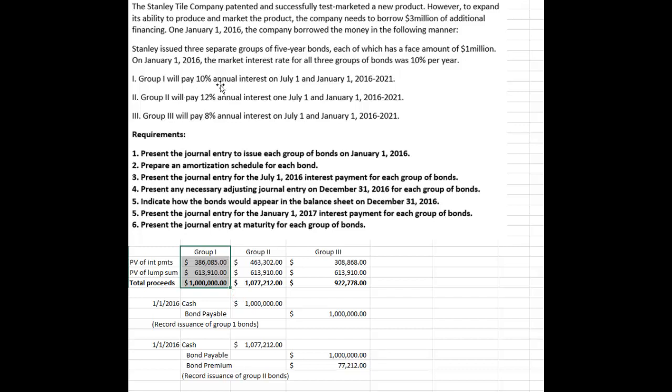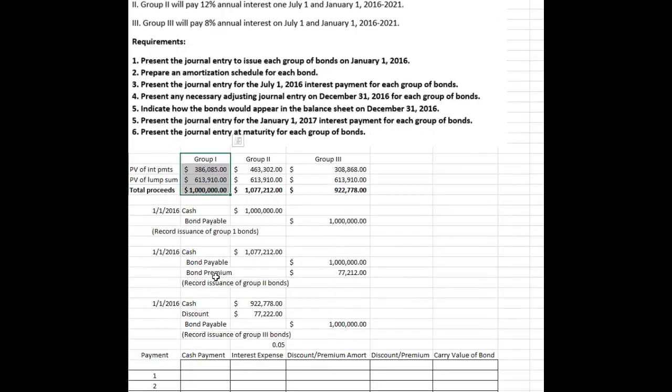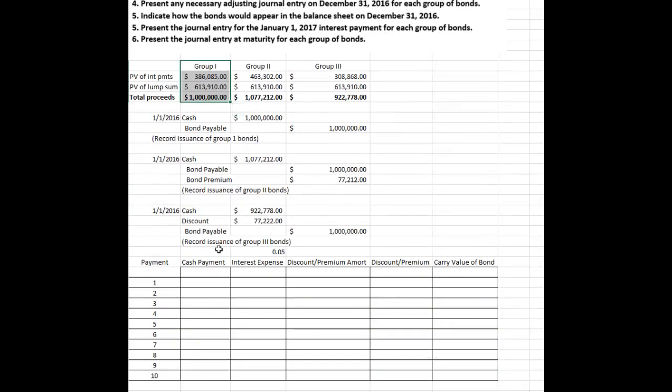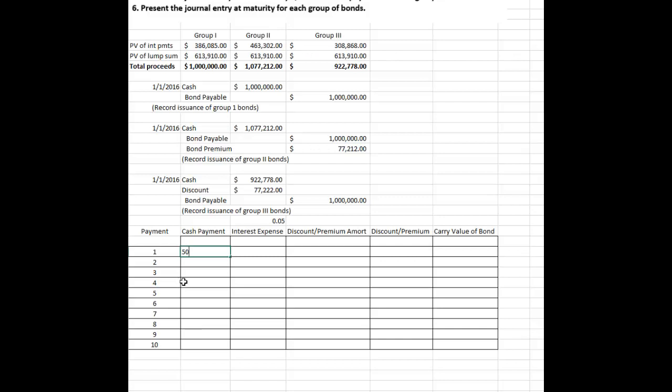So the first grouping of bonds says that we will pay, us being the debtor, 10% annual interest. Since we're paying every 6 months, it'll be 5% interest. And so we're going to pay 5% every 6 months, 5% of the face value of $1,000,000. So we will pay $50,000 every 6 months. We will do that a total of 10 times because it's a 5-year bond. And so you can see my amortization table here has several columns and many rows, one row for each payment.